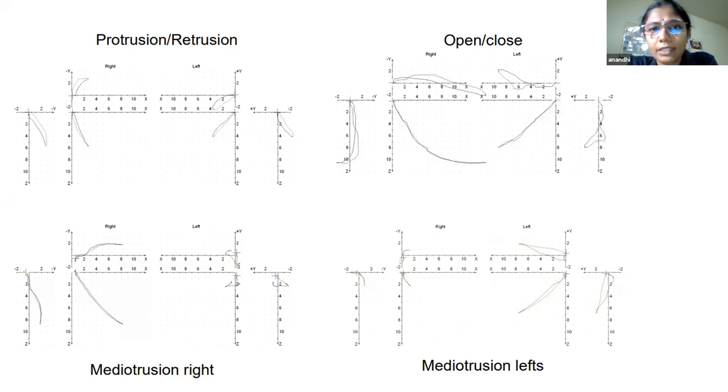When we look at open and close, you can see he's got a really long graph in the AP direction. You can see this graph is a long graph. That means he's got more over-rotation of the condyle on the right side. So over-rotation, usually rotation happens in the lower compartment. The condyle has two compartments, right? The upper compartment and the lower compartment.